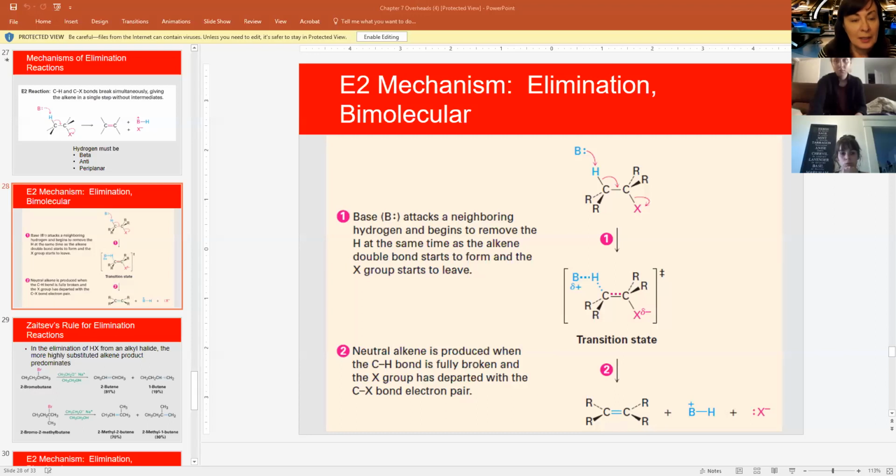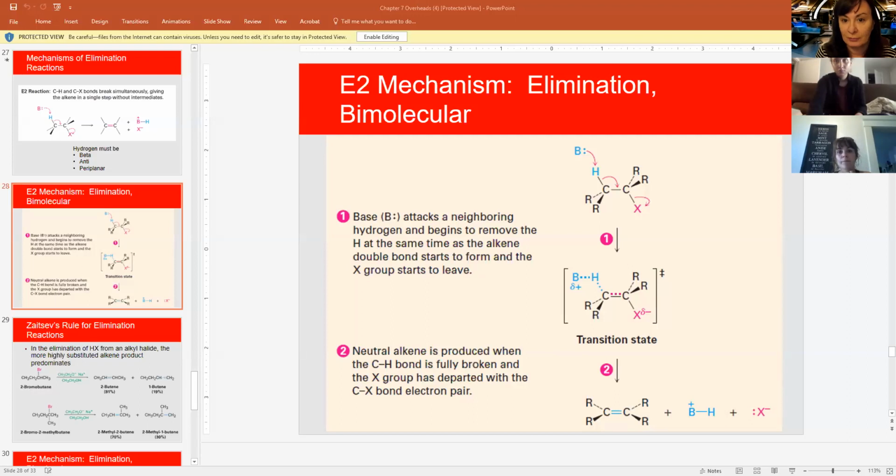Okay. So the E2 reaction mechanism is an elimination mechanism that is very similar to SN2, okay? And it's very similar in two ways. One is everything happens very, very fast. That's the reason why we don't even have an intermediate for these reactions. Instead, we have what is called a transition state.